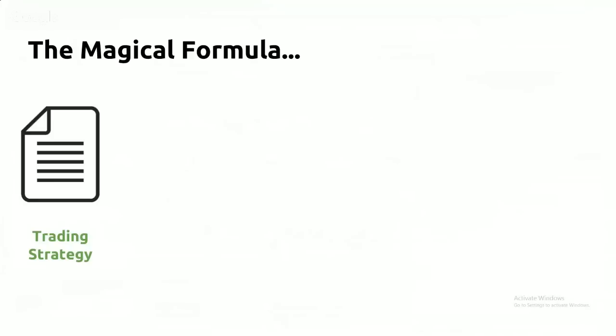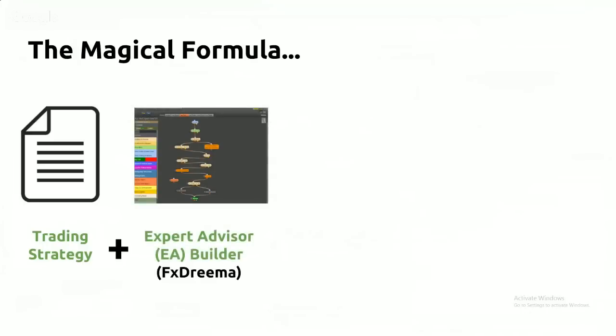So first we need a trading strategy, and I'm going to walk you through the strategy we're using today soon. Secondly, you need an expert advisor builder, so an EA builder. Everyone seemed to know what an MT4 EA was, so what you need now is an EA builder to build your EA. The one I use is called FX Streamer, and there's a screenshot for it.